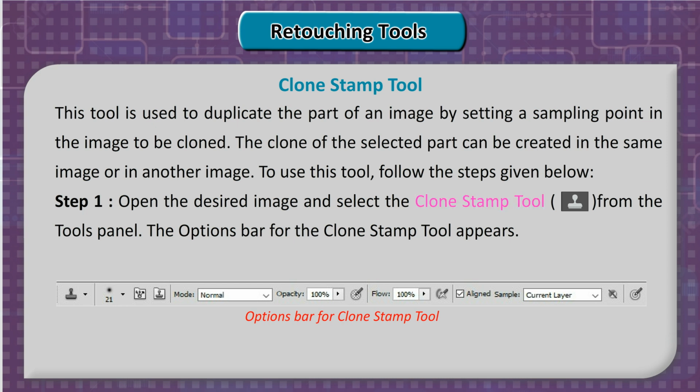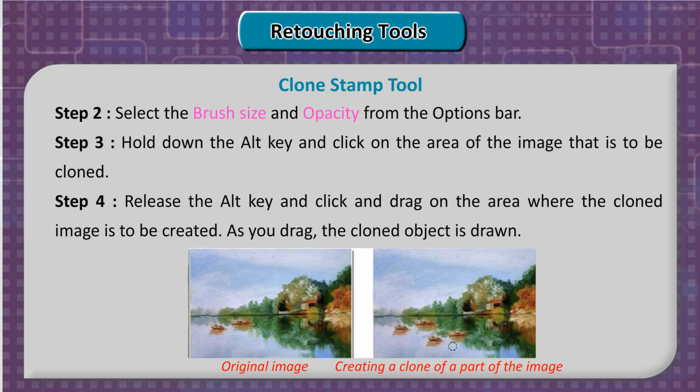Step 1. Open the desired image and select the Clone Stamp tool from the Tools panel. The options bar for the Clone Stamp tool appears. Options bar for Clone Stamp tool. Step 2. Select the brush size and opacity from the options bar. Step 3. Hold down the Alt key and click on the area of the image that is to be cloned. Step 4. Release the Alt key and click and drag on the area where the cloned image is to be created. As you drag, the cloned object is drawn. Original image. Creating a clone of a part of the image.